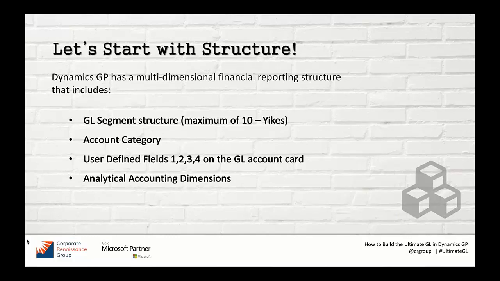This is also interesting from a GP perspective. GP is probably one of the last remaining ERPs out there that has this multi-dimensional segment structure in place. You can have up to 10 hard-coded segments in the GL structure. We said yikes here on the slide for good reason. We have worked with a client who went to 10, and that's a maximum of 66 characters in those 10 segments. That customer found they could live with that structure for about 9 months before it was just driving everybody crazy. But when we look at the information stored in the GL, it's not just the segments that are the place we store them. We also have the account categories, the user-defined fields, and analytical accounting dimensions. So I want to talk about these just a little bit.